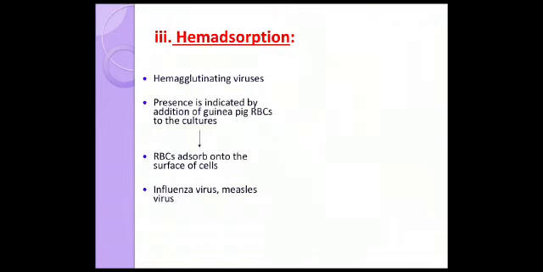The other property is heme adsorption. Some of the viruses have hemagglutinins on the surface of their viruses, and if you add RBCs to them, they will produce aggregation of RBCs. This property is called heme adsorption, and some of the examples which produce this are influenza viruses and measles viruses.